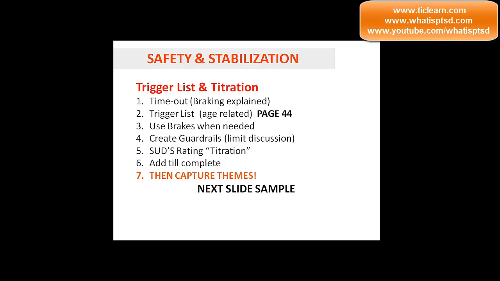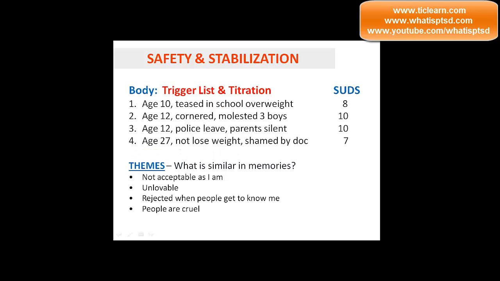Let's say they've got 5 or 7 really significant events, and they identify them like this. I've got 4 here. In this case, this individual has had 4 significant events occur. Age 10, teased in school. Age 12, cornered by boys. Age 12, parents came to the house and listened. Parents were silent. Age 27, shamed by a doctor. Now the themes are: I'm unacceptable, unlovable, rejected when people get to know me, people are cruel. So this is a very significant set of beliefs.